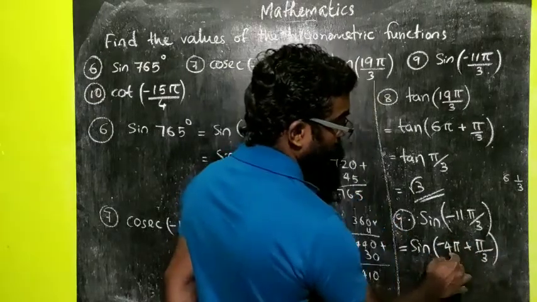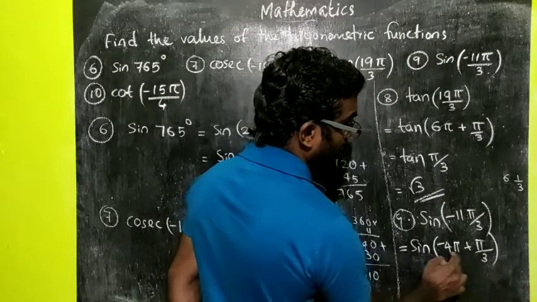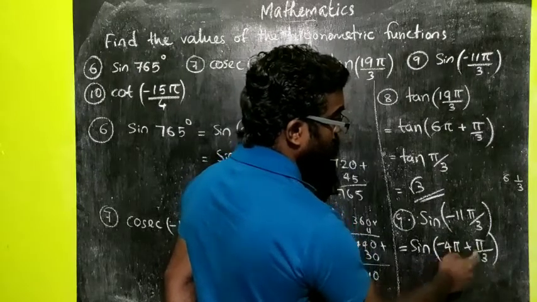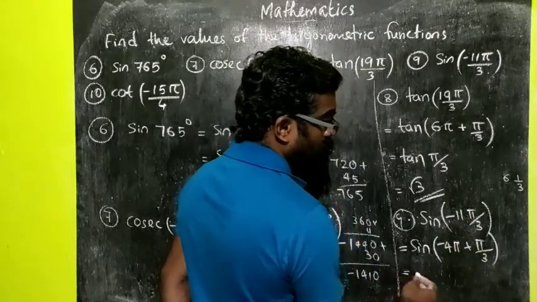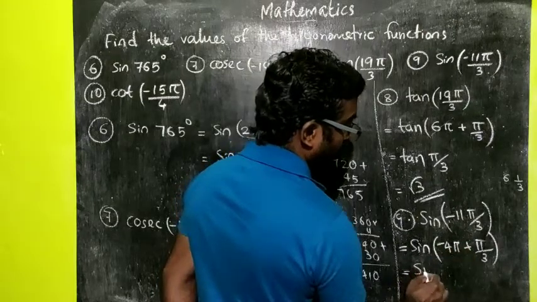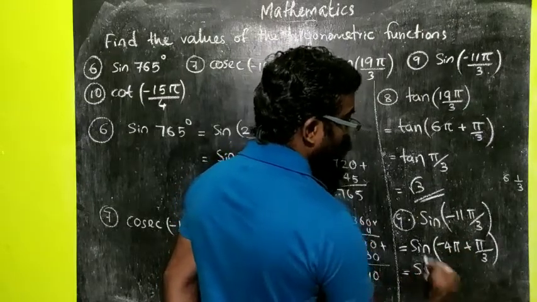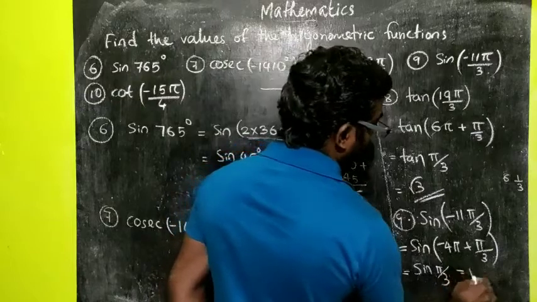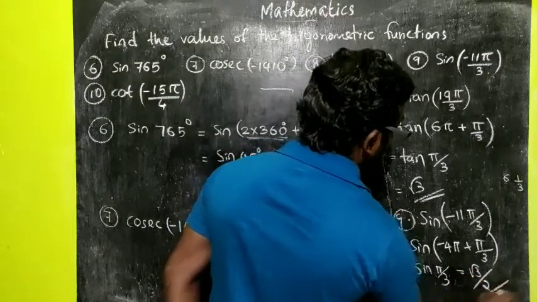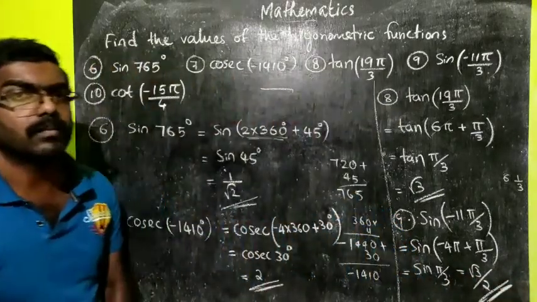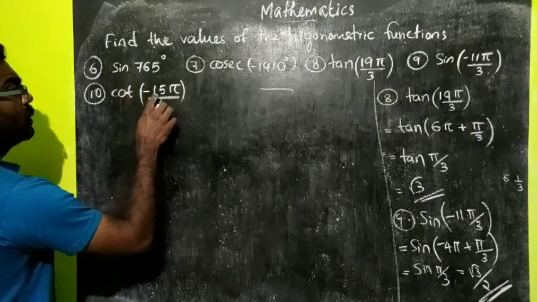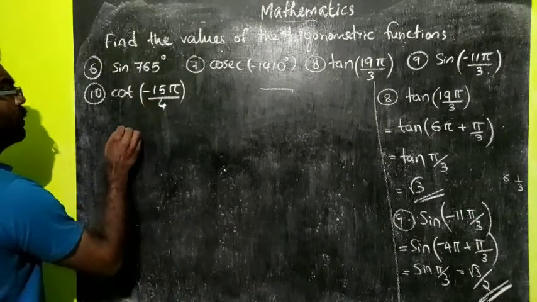If we cross multiply, we will get this answer. Minus 4 into 3, minus 12 plus 1. Minus 12 plus 1 is minus 11. Here also we can conclude this is equal to what? Sine pi by 3. Okay. And the value is root 3 by 2. Clear? And the last question is cot of minus 15 pi by 4.